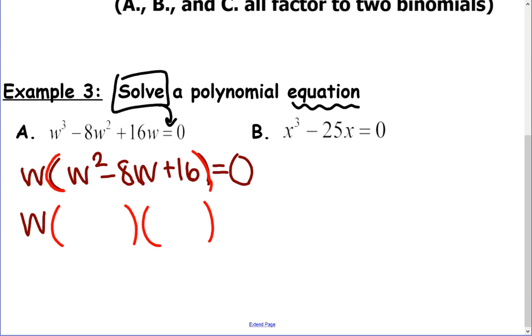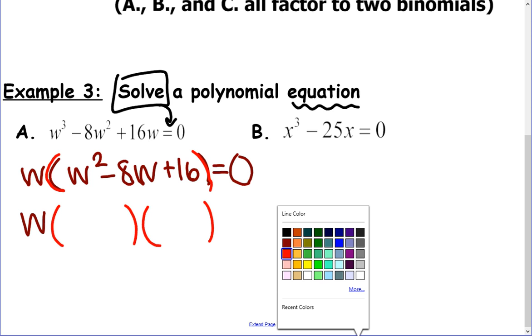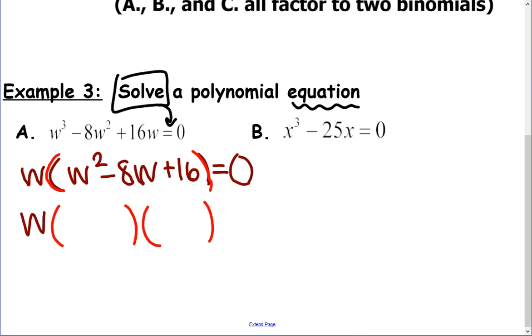Again, by checking yes, this does happen to be a perfect square trinomial, but I told you guys yesterday you don't have to memorize the perfect square trinomial pattern. You can just factor this like you normally would. Okay, W squared, that's going to be W times W. 16, I would probably try 4 and 4 first. So let's go 4 and 4. We need it to add to a negative 8W, so we want negative 4W minus 4W.